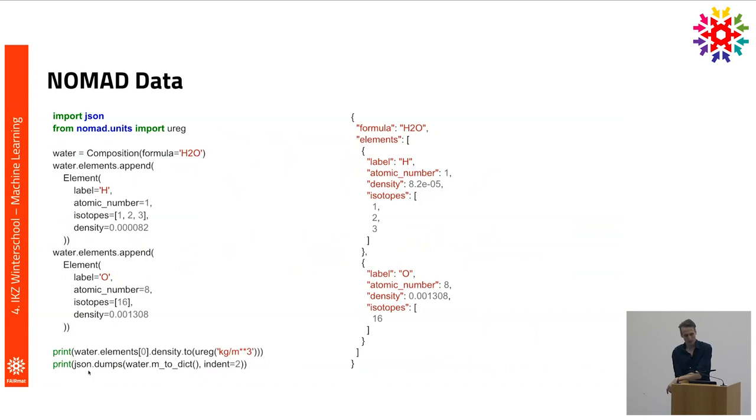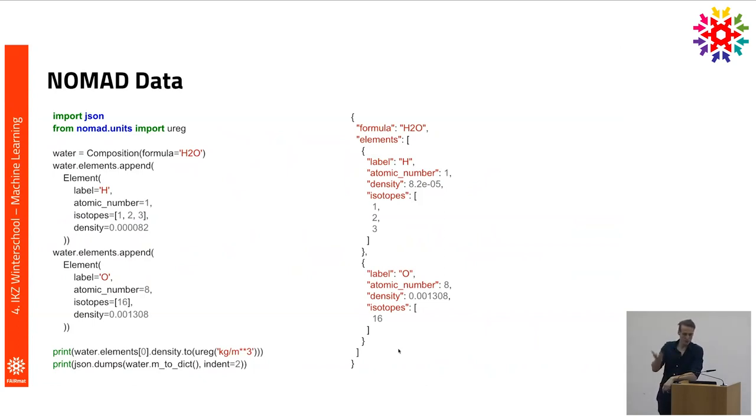And then you could also print out the data that you created like this, and the printout would look something like this. We can turn it into this kind of JSON format, where it exactly says what we defined here. And this is how NOMAD does it internally.